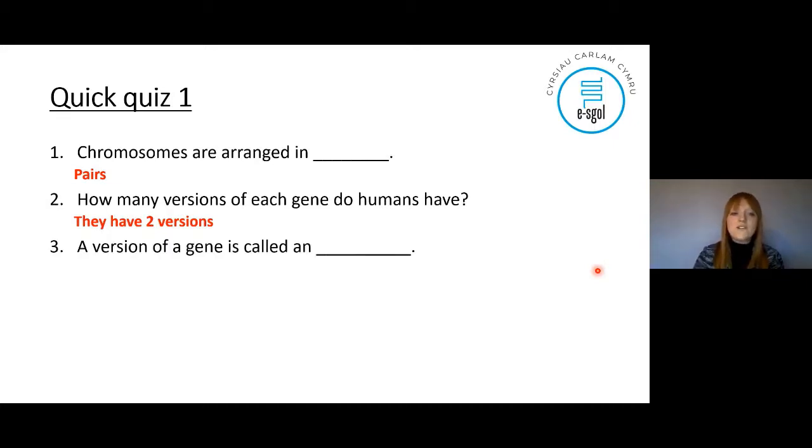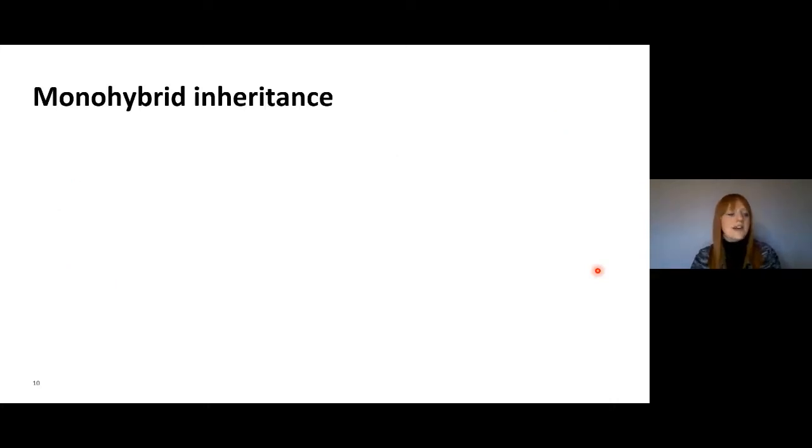A version of a gene is called an what? Say it out loud. A version of a gene is called an allele. So if you said allele, Diane, you were right. Excellent. Okay, we're going to move on to monohybrid inheritance.